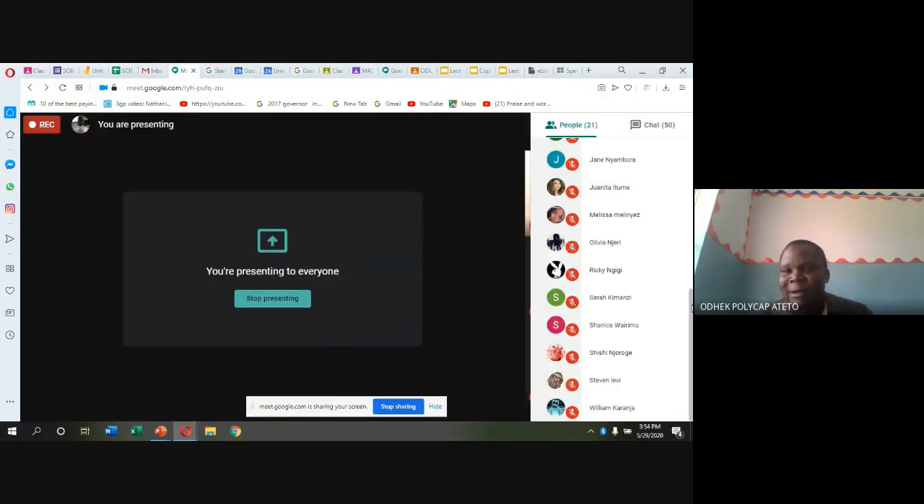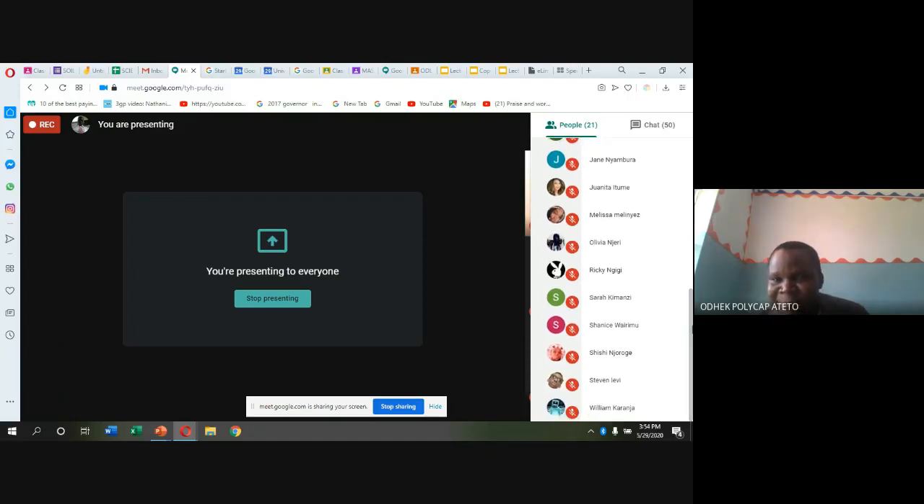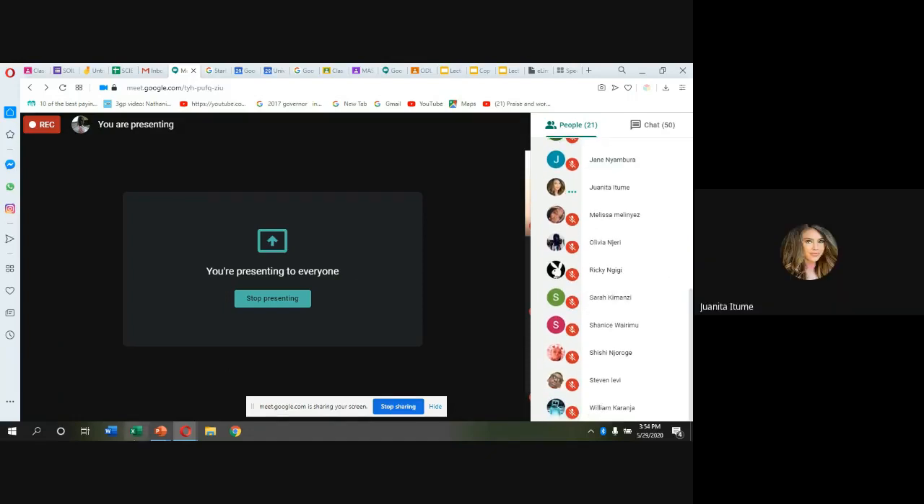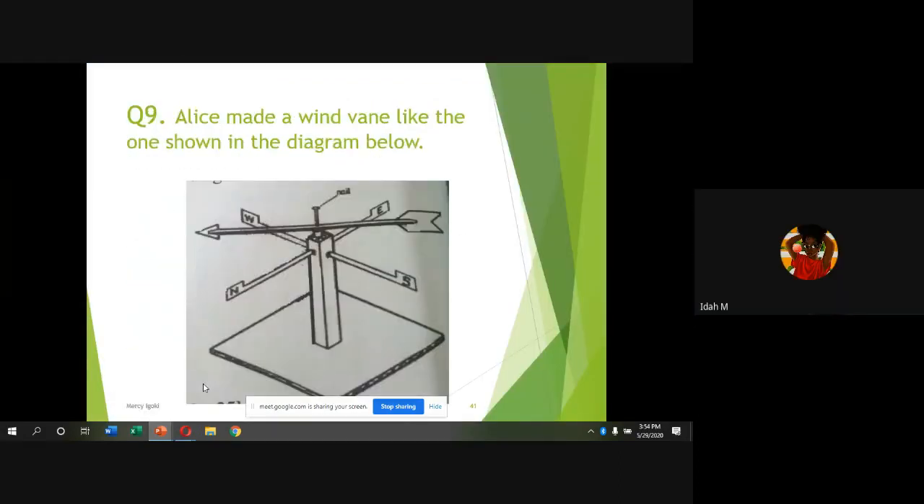Okay. Juanita, have you said anything since we started this meeting? No. Oh, yes. Pick number 9. Alice made a wind vane like the one shown in the diagram below.